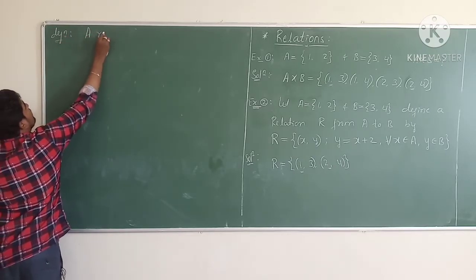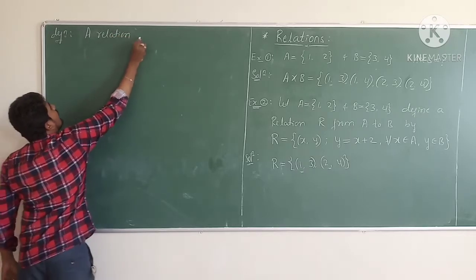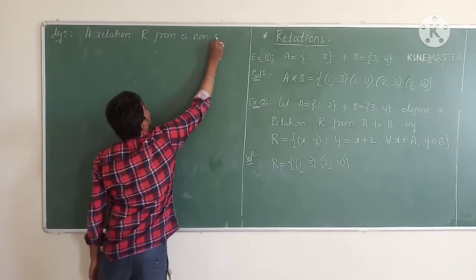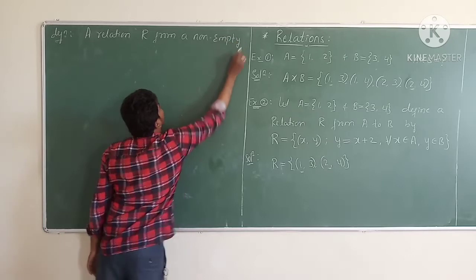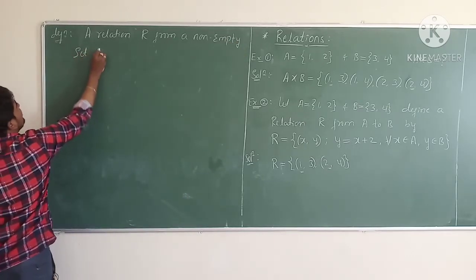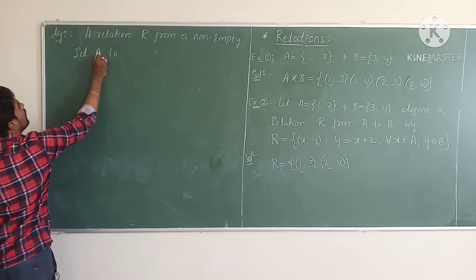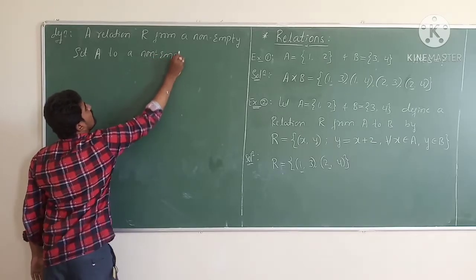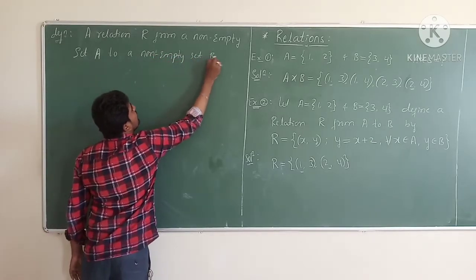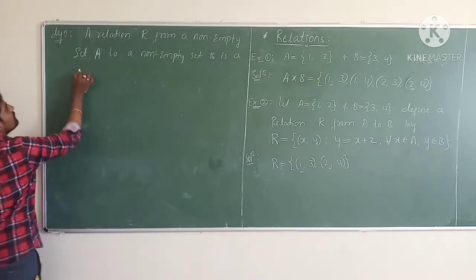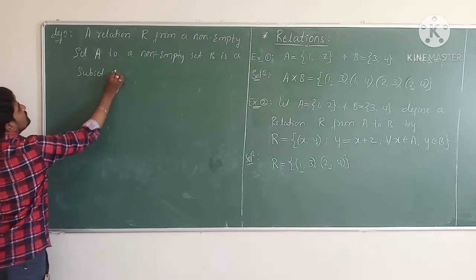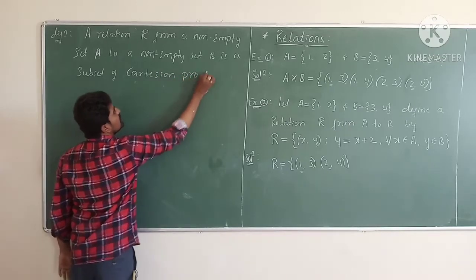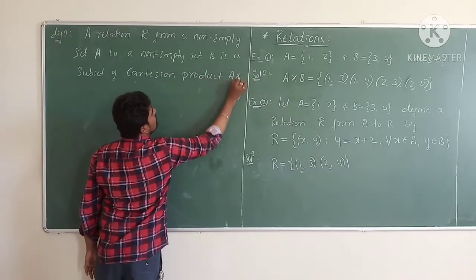A relation R from a non-empty set A to a non-empty set B is a subset of the Cartesian product A cross B.